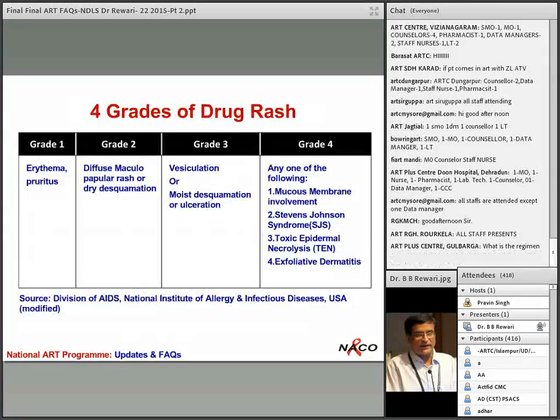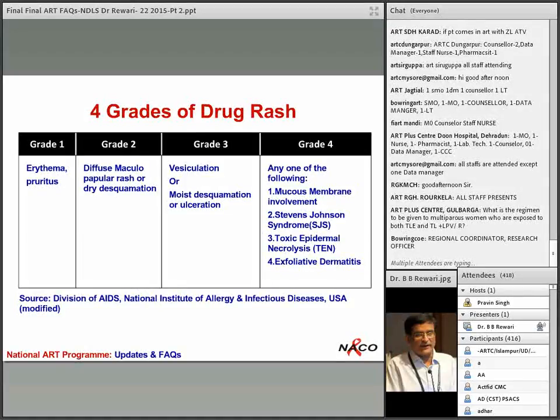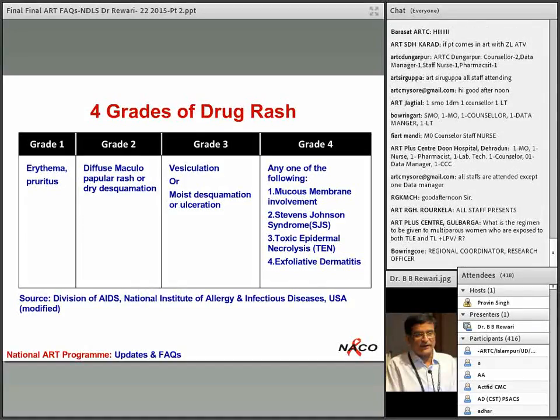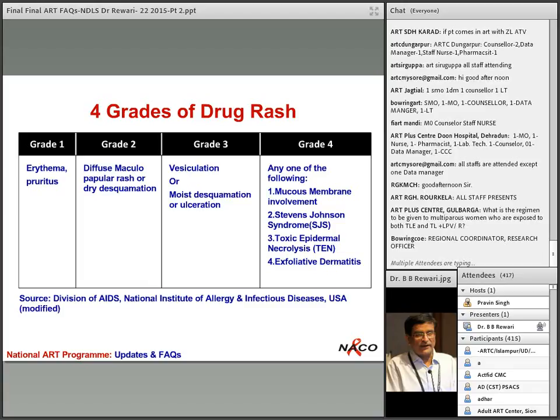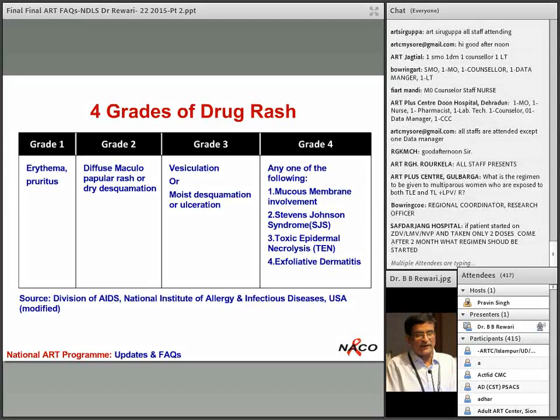and I will just give you the algorithms and grading of rash. A grade 1 rash is erythema or pruritus. Grade 2 is diffuse maculopapular rash, could be dry desquamation of the skin. Vesiculation or moist desquamation, any ulceration form grade 3. All other forms, mucosal membrane involvement, Stevens-Johnson syndrome, TEN, exfoliative dermatitis, are grade 4 rash.